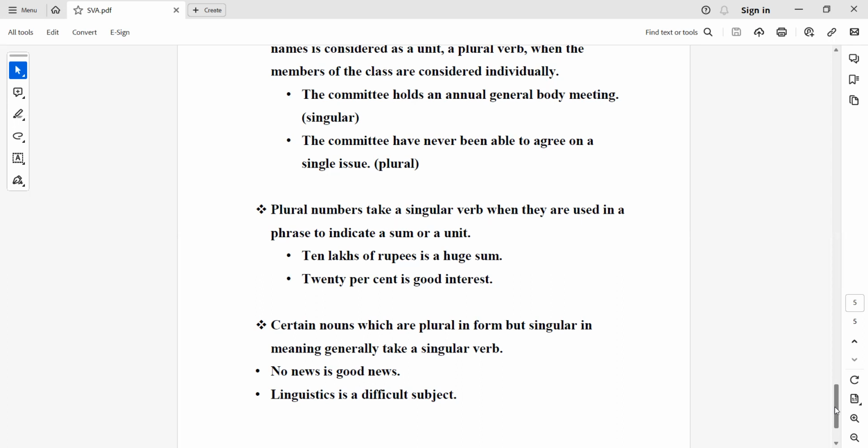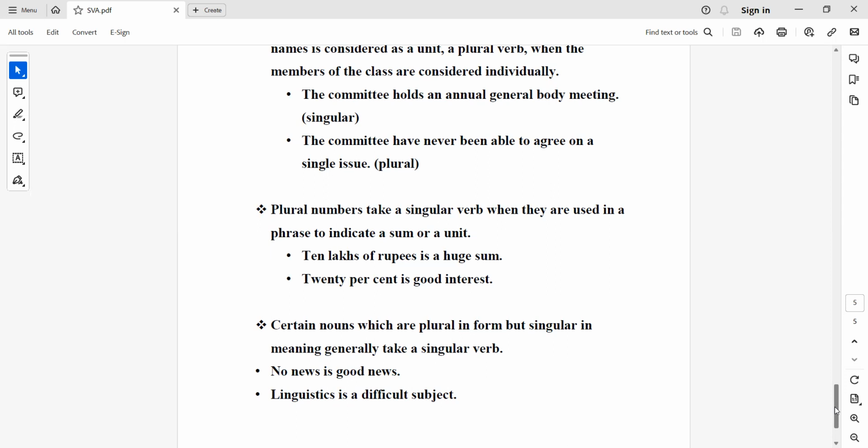The last rule is certain nouns which are plural in form but singular in meaning generally take a singular verb. No news is good news. So it seems to be a plural in form, news, but it takes the singular verb. Linguistics is a difficult subject.